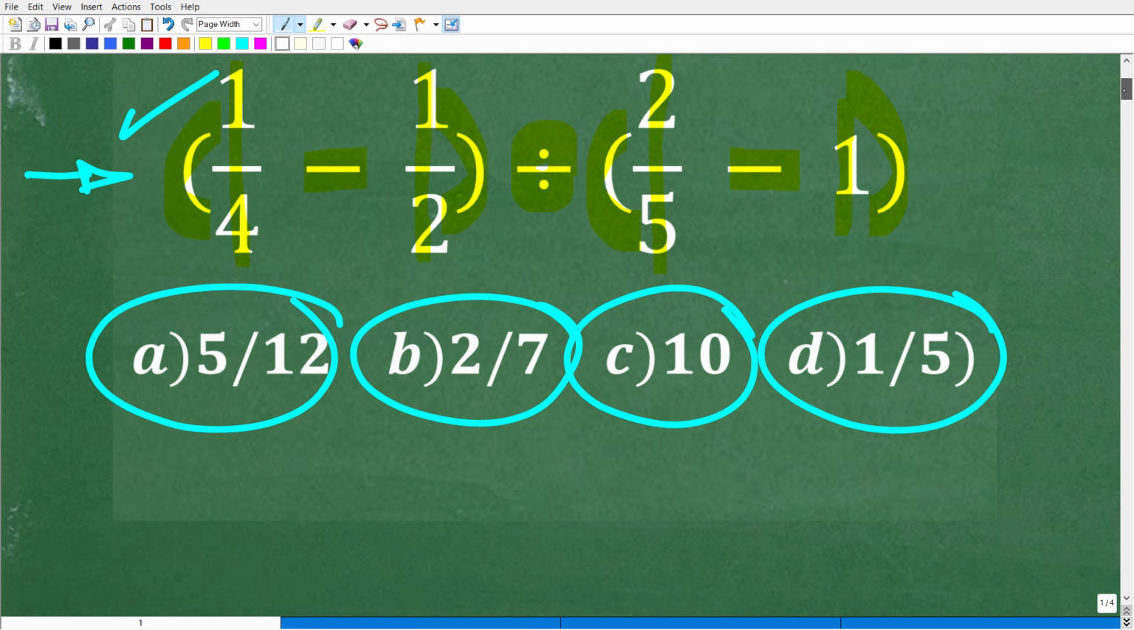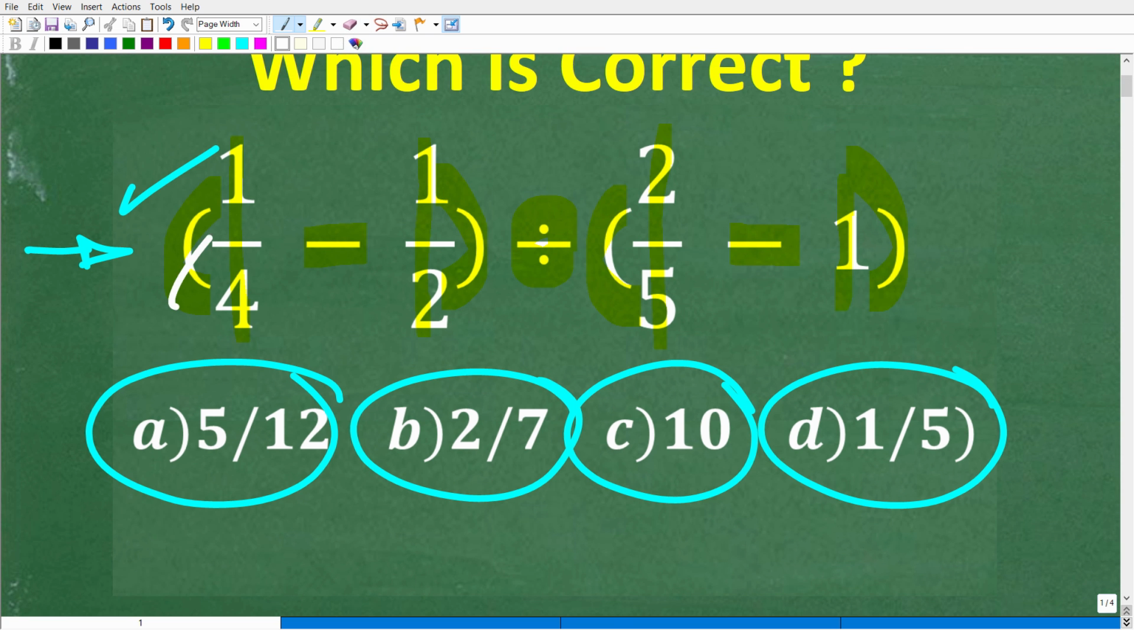All right, so one more time, here is our problem. So clearly we're going to have to know a thing or two about fractions. So let's go ahead and just take a quick look at it. And by the way, when you're doing this problem, I would definitely encourage you to get a piece of paper and a pencil and take your time. There is no rush to figure out the right answer. So we have 1/4 minus 1/2, all of that in parentheses, divided by parentheses 2/5 minus 1 end parentheses.